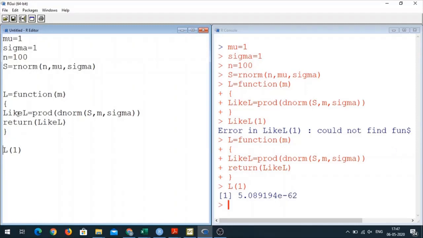In fact, that is one of the reasons why we generally go for log likelihood. So let me modify this function, log likelihood. So instead of product, I will take sum of log of this. Okay. In fact, there is a direct option we can have here, log equal to true inside dnorm, but we won't worry about it. And this is log likelihood, so let me call it LLL.